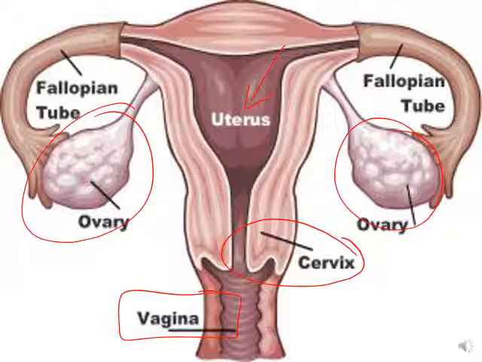So here the ovaries are the female glands. The glands in the female are located in the pelvic region, and they secrete the hormone estrogen. This hormone estrogen regulates the secondary sexual characteristics.